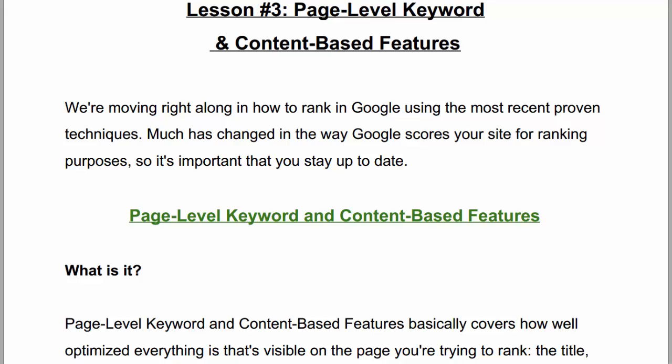Geek-Free Guide to Ranking Your Site in Google. Lesson 3. Page-Level Keyword and Content-Based Features.